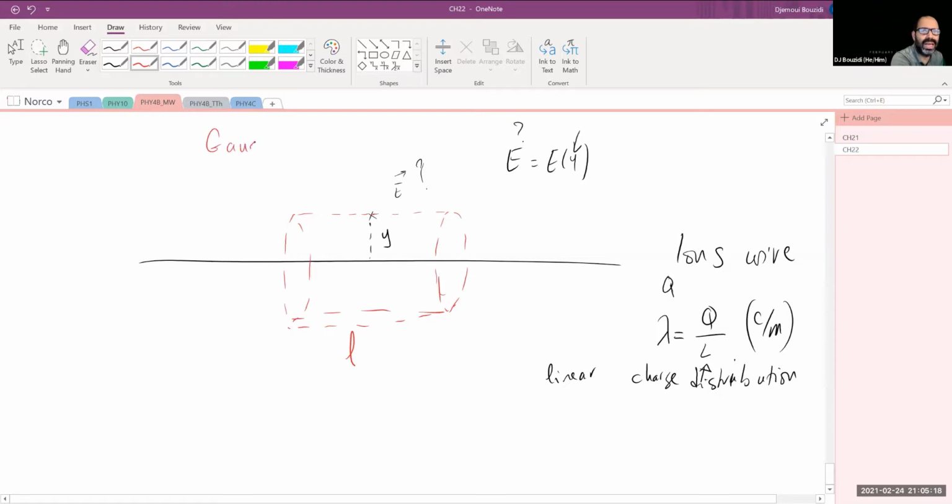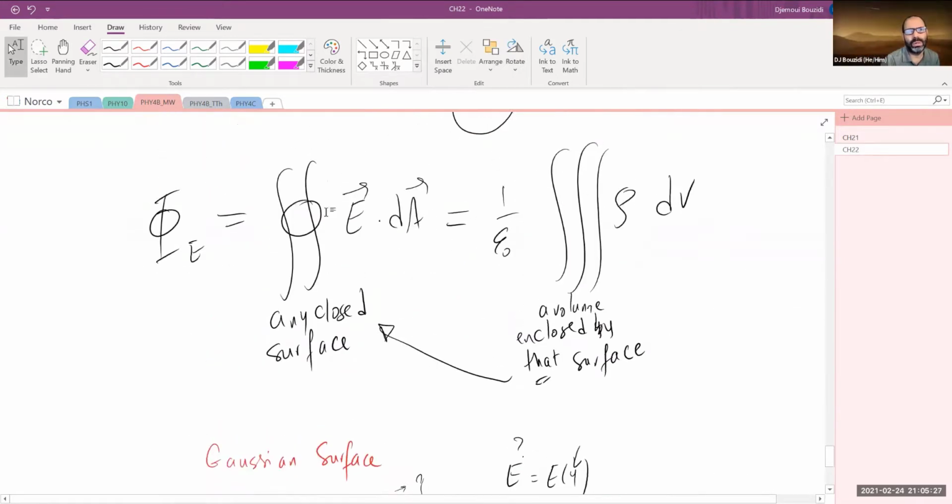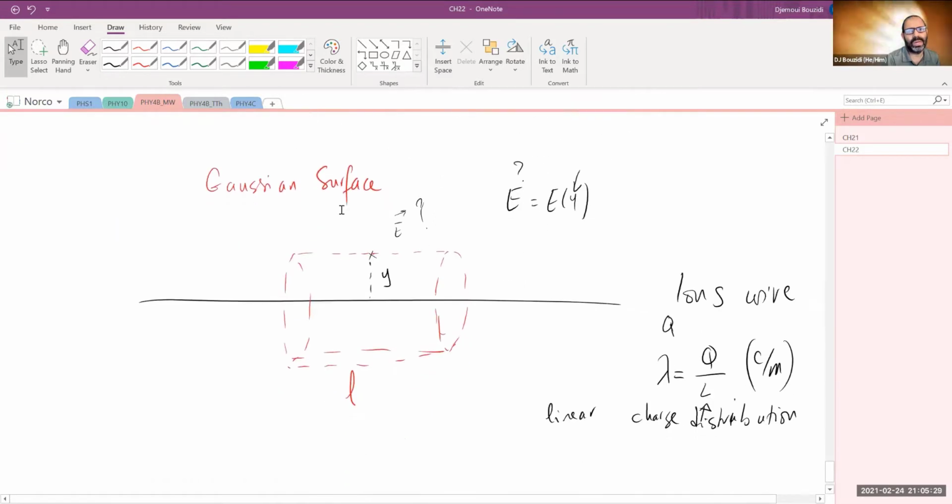I'm choosing something that does not exist in the problem so that I can carry out my calculation, because I need a surface to integrate over. So the surface that I'm adding here is a made-up surface. It's not real. The answer should not depend on the stuff that we add. The answer should not depend on L, in other words. y, yes, but not L.